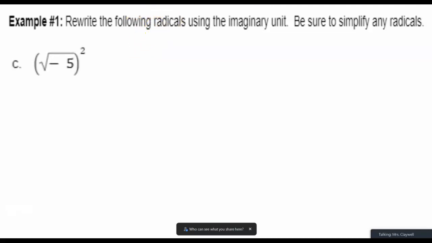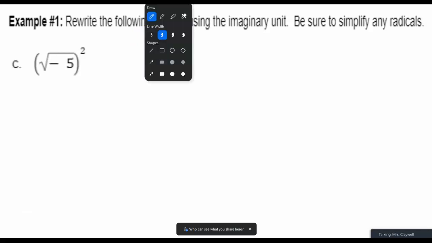Jumping down to C, this becomes just a -5, because the square and the square root undo each other.